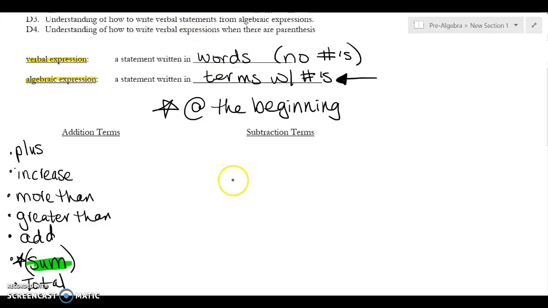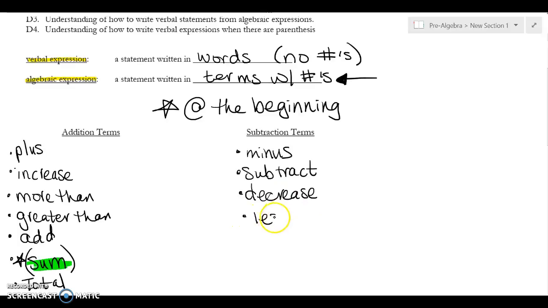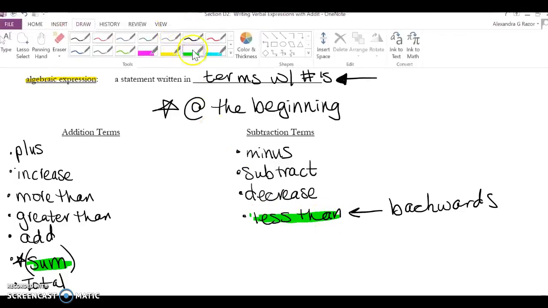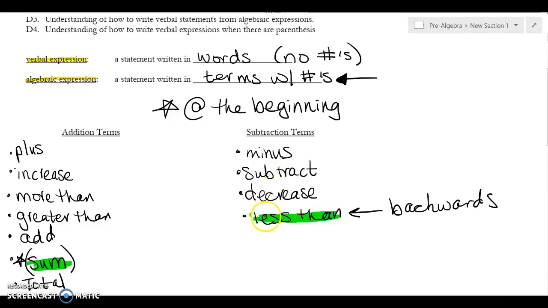Okay, let's go to subtraction. Well, for subtraction, there's minus, subtract, decrease, less than. Less than is a very tricky one. Less than, you have to remember, is backwards. So I'm going to highlight that one too, because that's another one that people will forget, but less than is backwards. And then minus, subtract, decrease, less than, difference.